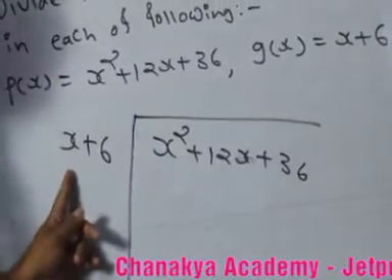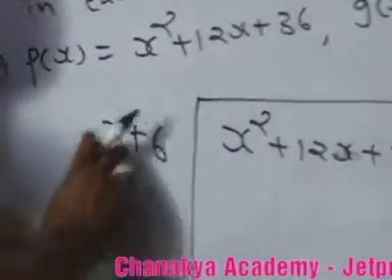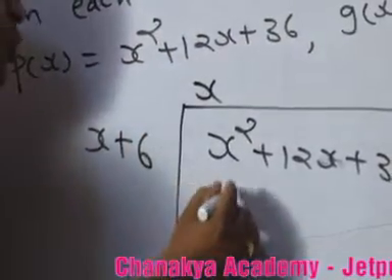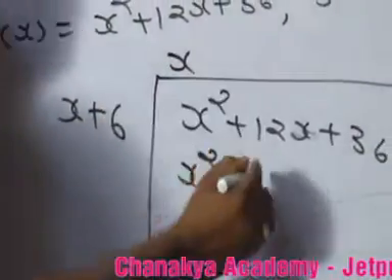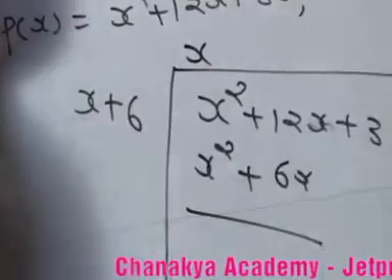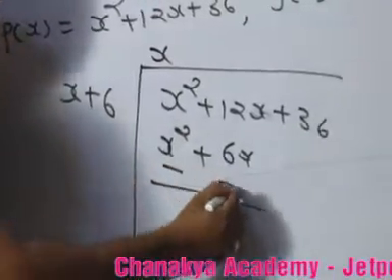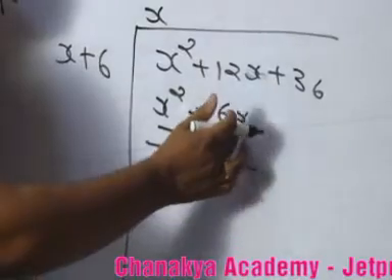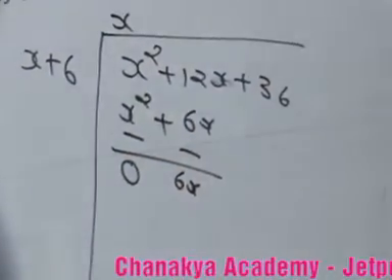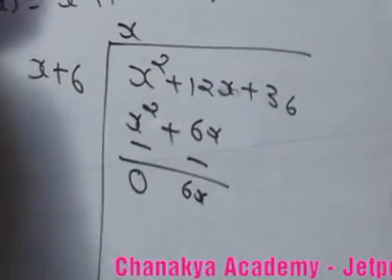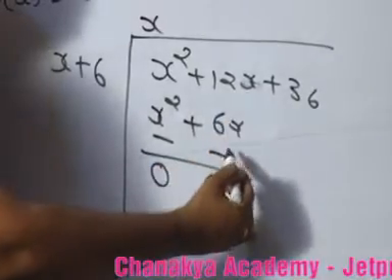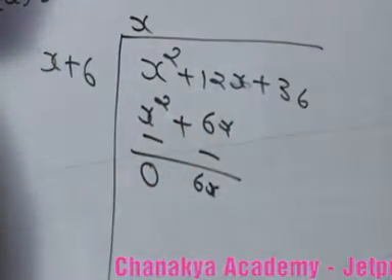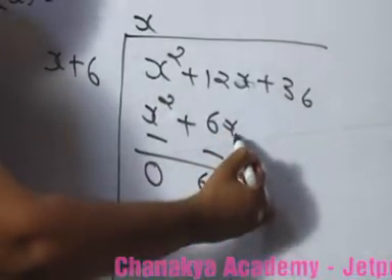Now we should think with which term we should multiply x to obtain x square. The answer is x. X into x will be x square. Now 6 into x will be 6x. Now it's time to change the sign. X square minus x square 0. 12x minus 6x equal to 6x. Now students, we should be careful that we should consider 12x minus 6x, not 12x plus 6x. Again I am repeating, 12x minus 6x should be considered.